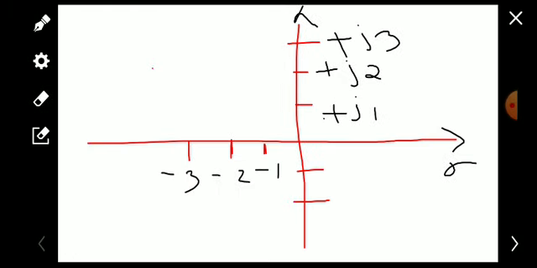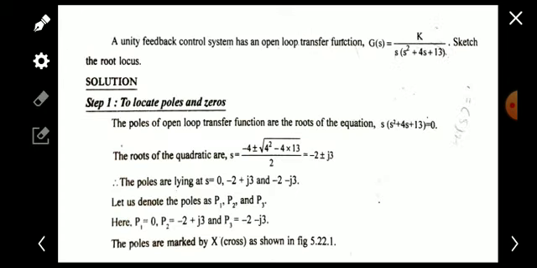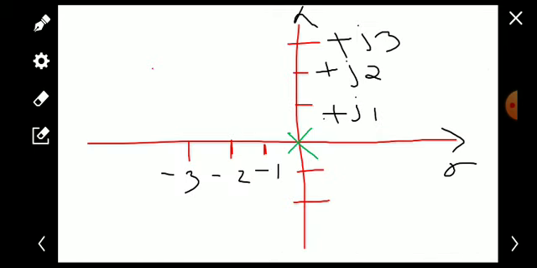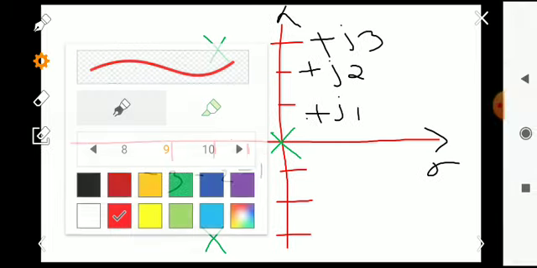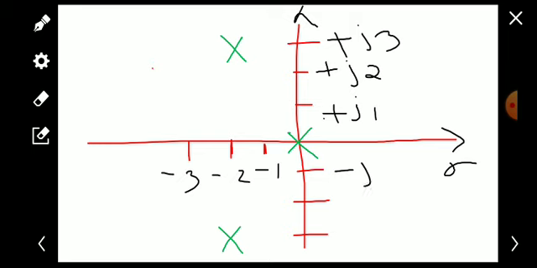So the poles are: one is at 0, so the first pole we mark at the origin, and the others are minus 2 plus j3 and minus 2 minus j3. Minus 2 plus j3 will come here, and minus 2 minus j3 will approximately come here, with minus j1, minus j2 and minus j3 below. So you can see there are 3 poles: one at 0, and minus 2 plus j3 and minus 2 minus j3.